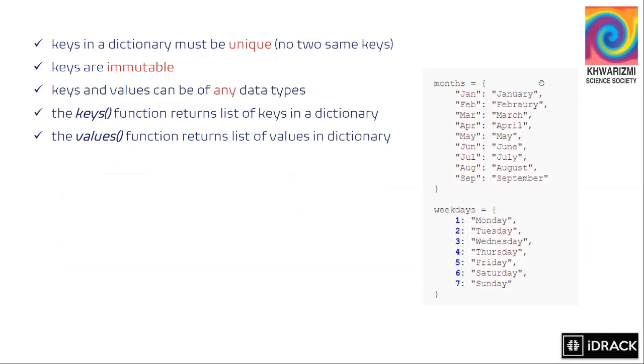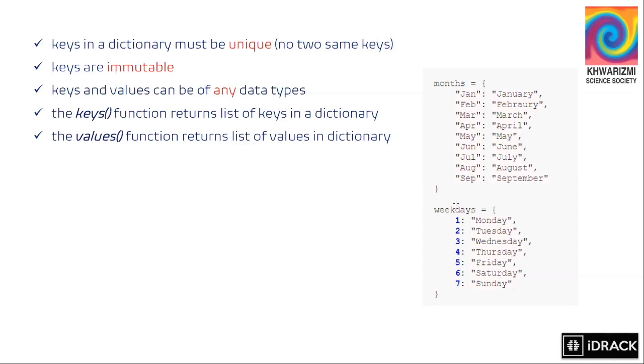Okay, so here, if you see on the side, it shows you two examples of dictionaries. The first one has the name months. The key values are the short forms of the names. So Jan, Feb, March, April, May, June, July, August, September. And then the values themselves are the complete names of the months. So these here on the left are the keys, and these here on the right are their values.